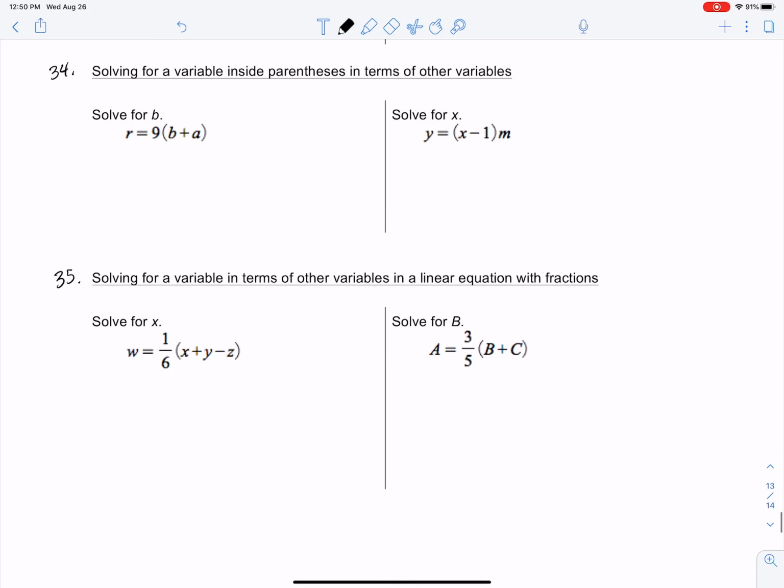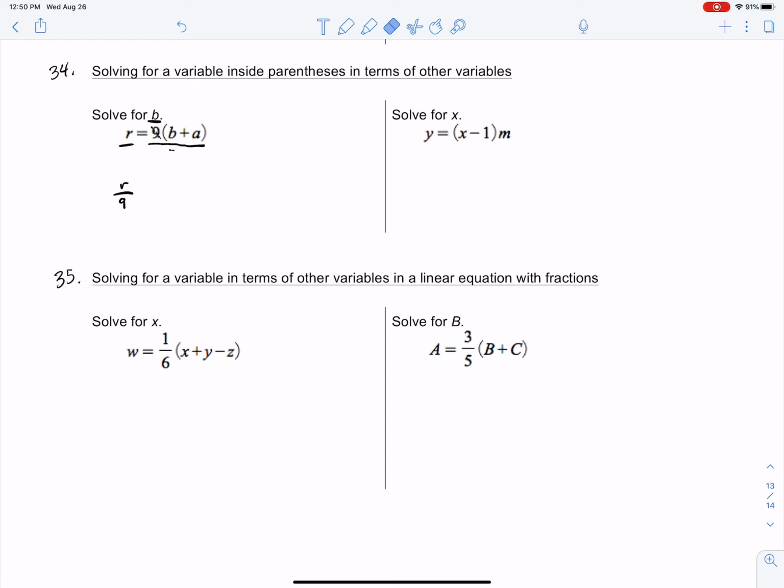Solving for a variable inside parentheses in terms of other variables. All right, so this might look a little tricky. But what we want to do is solve for b. The first question is, how do I get rid of that 9? I need to get rid of that 9. It's on the side that b is, and again, I want to get b by itself. To get rid of that 9, we divide by 9. We divide by 9 because these will cancel out to be 1. So I get r over 9.